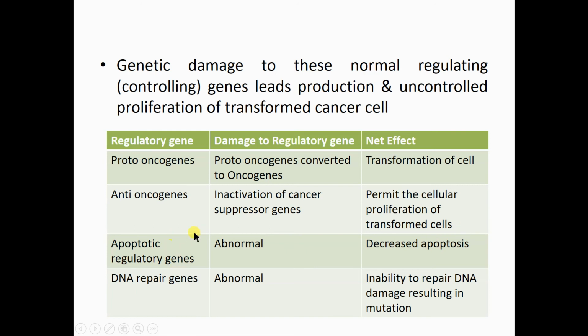Then if the apoptotic regulatory genes become damaged or abnormal, it will decrease the ability of that transformed cell for programmed cell death or suicide. So there is a decrease of apoptosis. And if DNA repair genes become defective, there is an inability to repair the DNA damage, resulting in mutation. So these regulatory genes become defective due to mutation, and this is the net effect: the cancer cell is produced, and there is uncontrolled proliferation of that cancer cell.